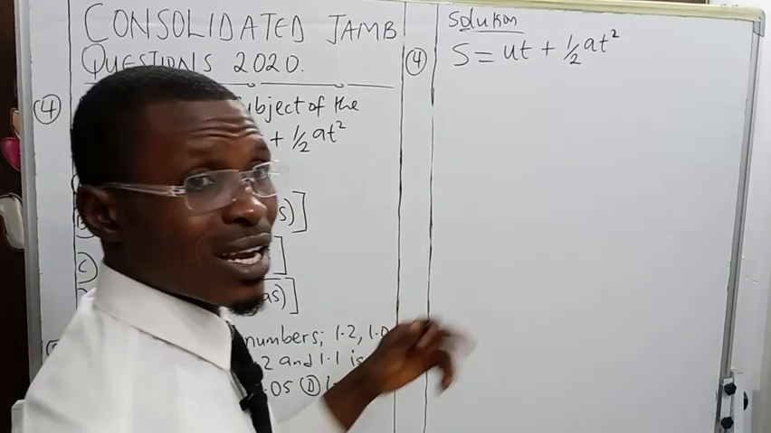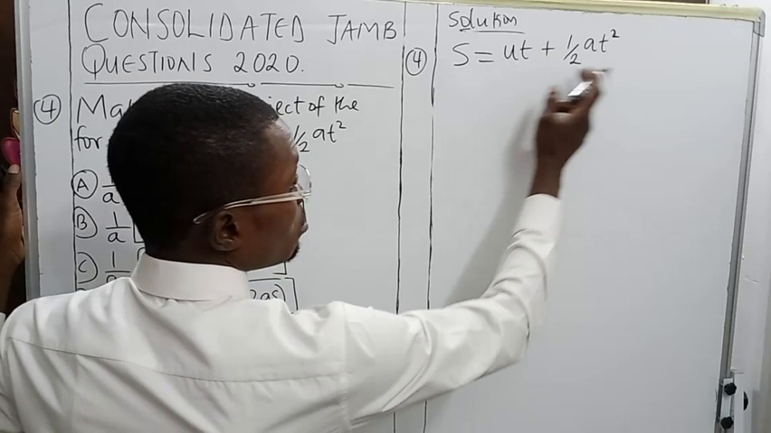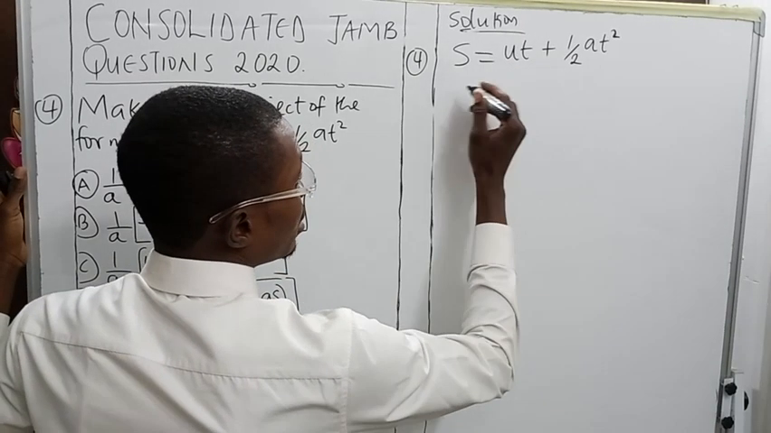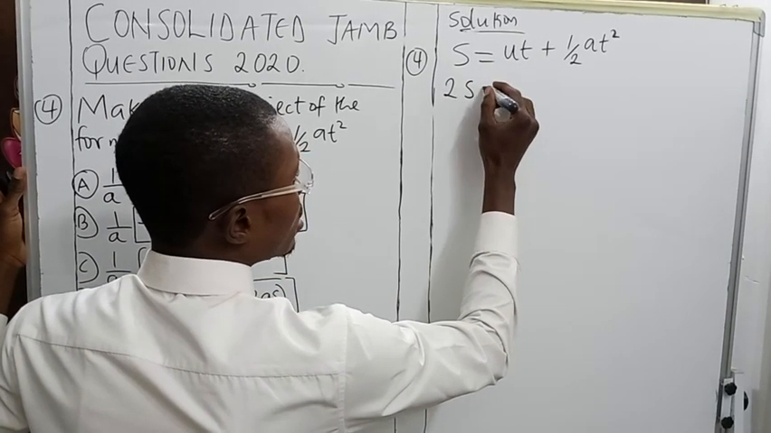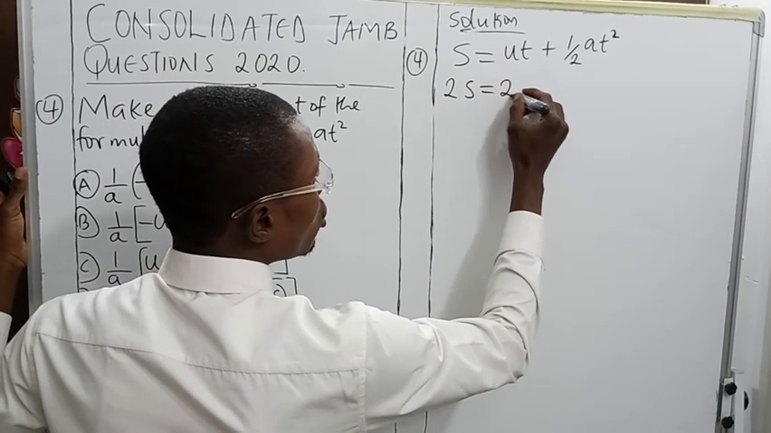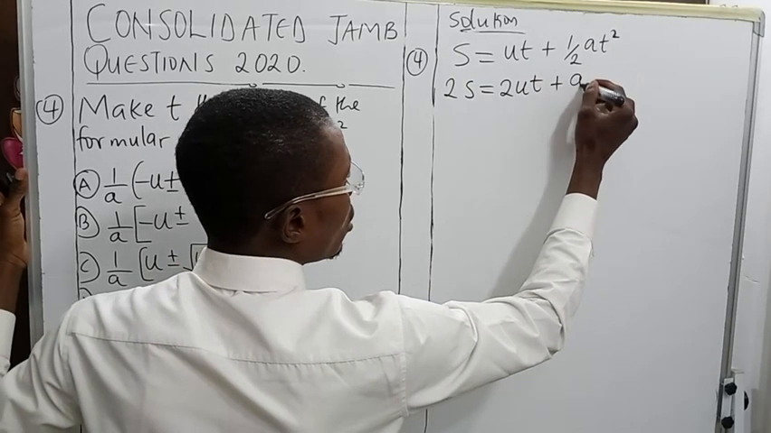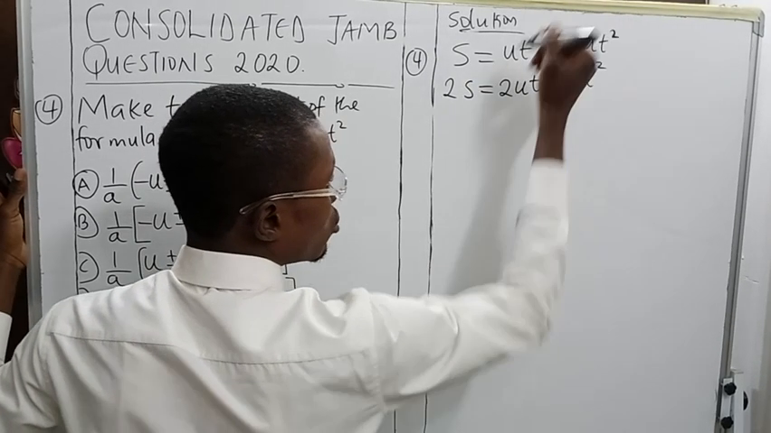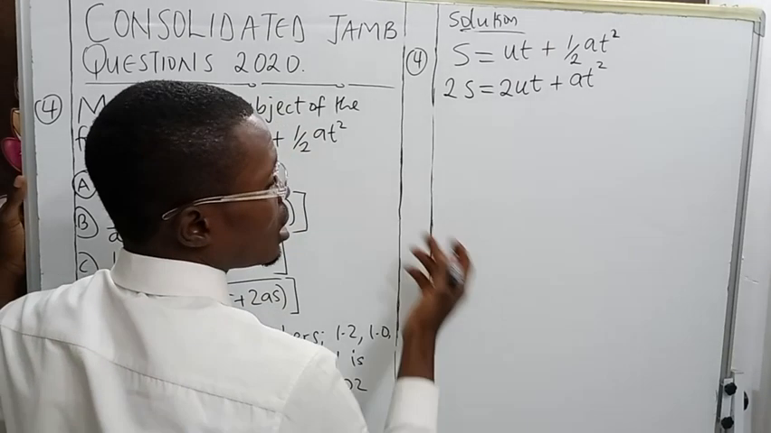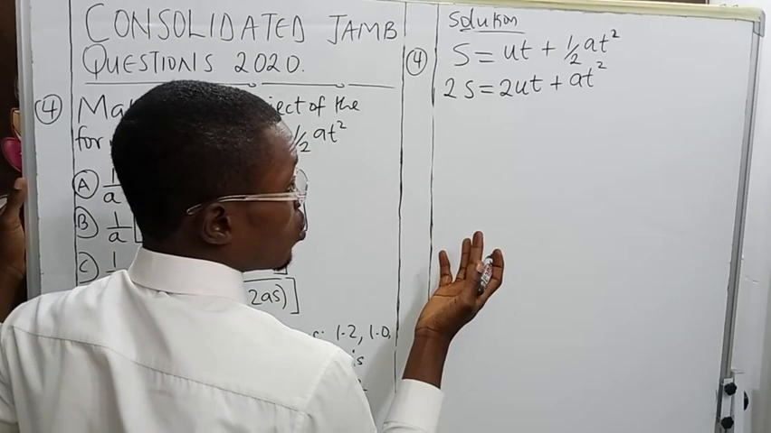The first thing we do here is clear the fractions using the LCM. The LCM is 2. So multiply each term by the LCM: you have 2s equals 2 times ut, 2ut, plus 2 times this, which is what? At squared. The 2 cancels out. They are rearranged into a quadratic equation.